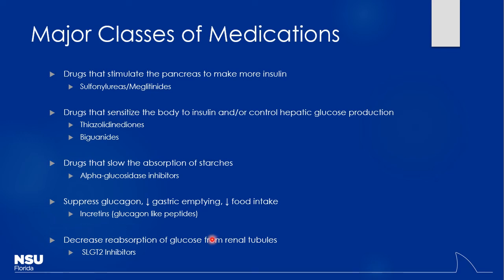And then you're going to have some drugs that will decrease the reabsorption of glucose from the renal tubules. So we get our SGLT2 inhibitors. Okay. So again, we have a lot of different ways to target this. Why do you think we have so many different classes of drugs? Like, why do we have to come up with all these?